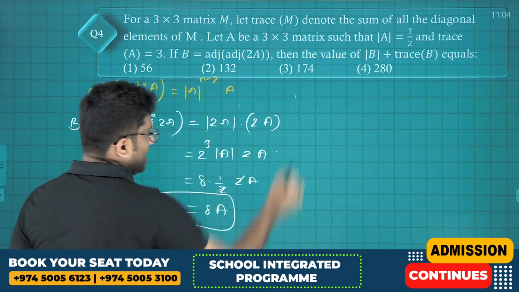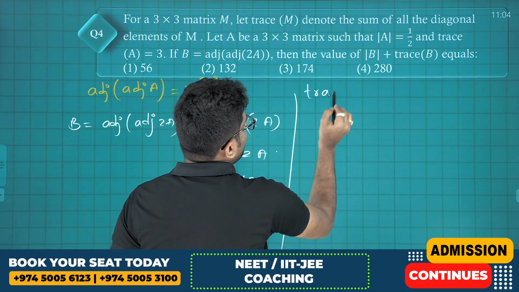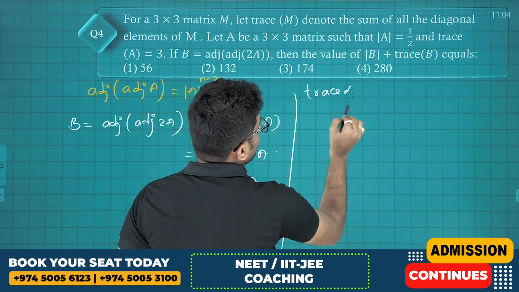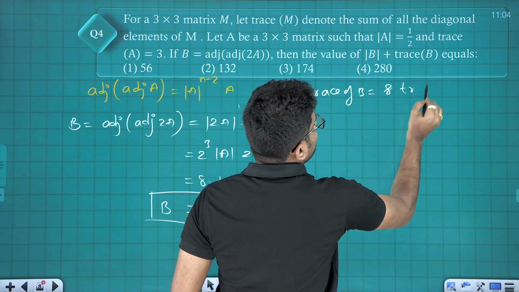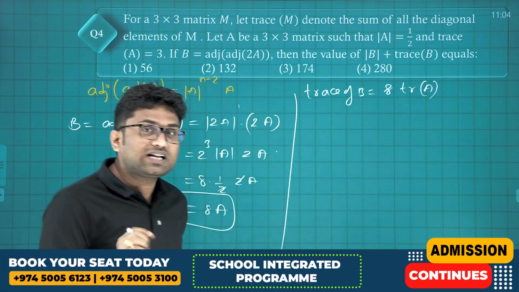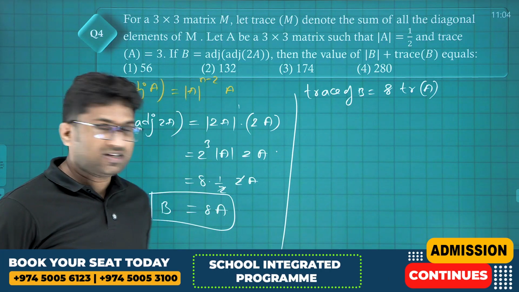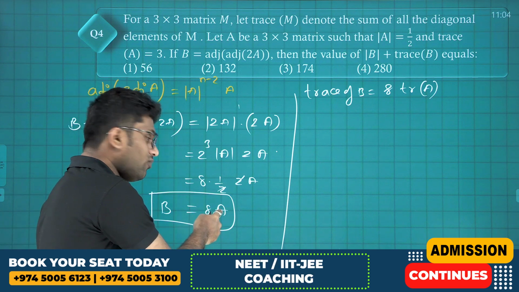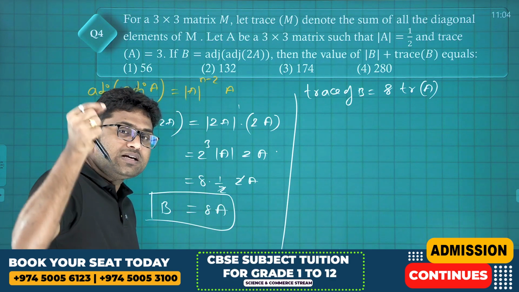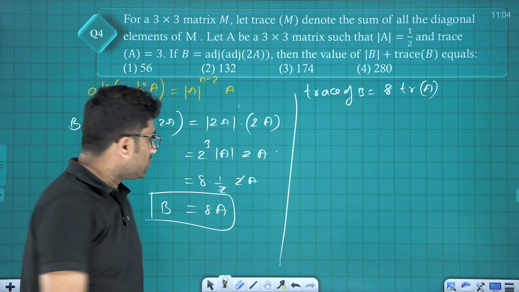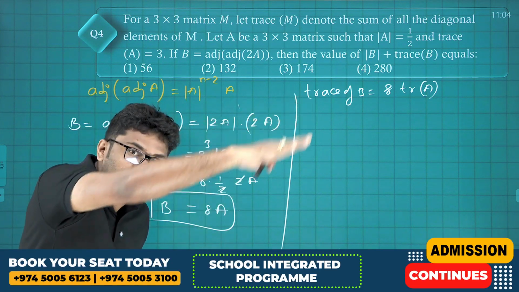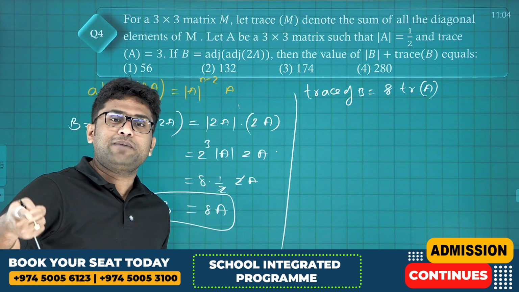If B is 8A, then what is trace of B? It is nothing but 8 times trace of A. Why? Trace means the sum of the diagonal elements. Now when you multiply a matrix by a scalar, each and every element of that matrix will be multiplied by that scalar, correct? So 8 times A means even all 3 diagonal elements will also be multiplied by 8.